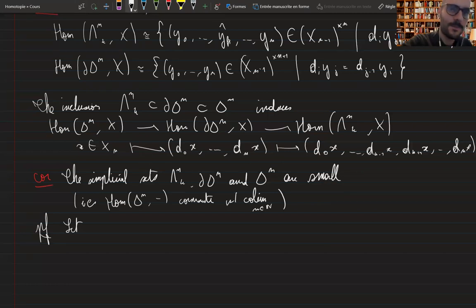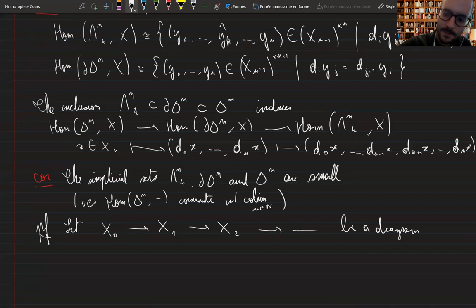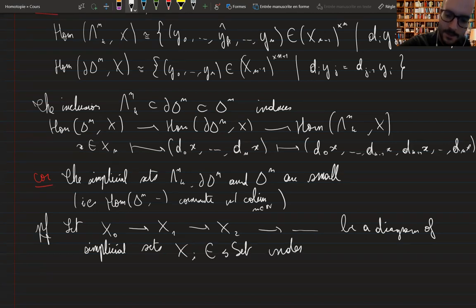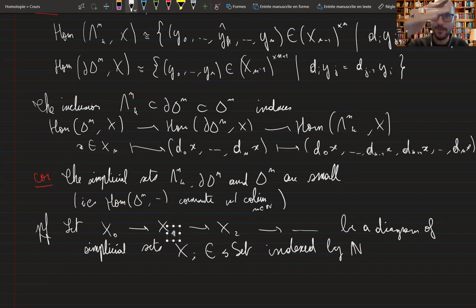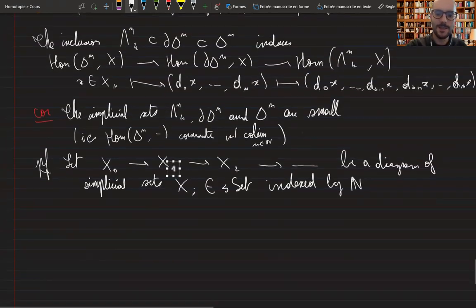So let x0, x1, x2, and so on, be a diagram of simplicial sets indexed by n. Okay. So again, be careful with the notation. This index here is not the simplicial degree, it's just some number, like we have a sequence of simplicial sets, right?